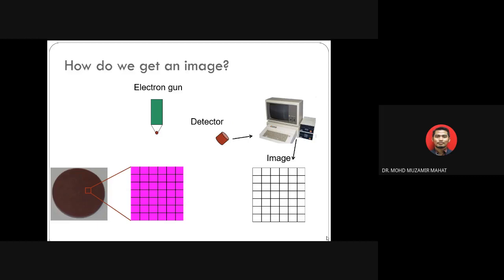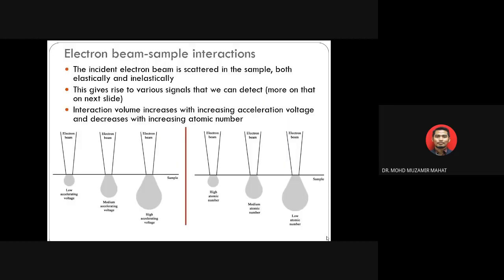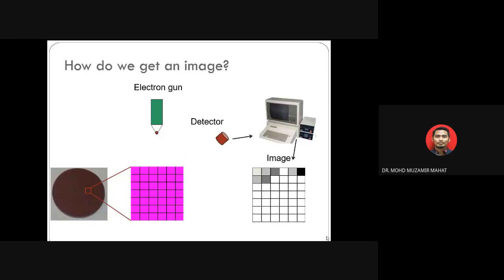And how do we get the image? The electron gun will hit the sample, and there is some sort of mapping, where all the mapping corresponds to the grid that can be seen. So it transforms from the detector to the image. This is the mechanism, if you can see that. We repeat the same thing, one by one, and finally, after many processes, you can see an image being formed.